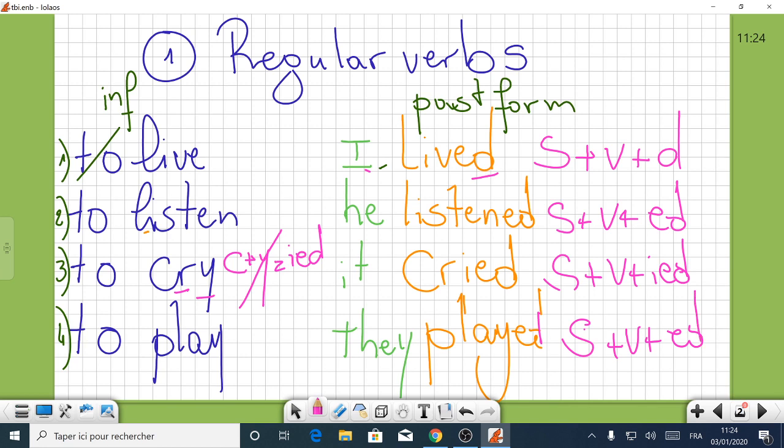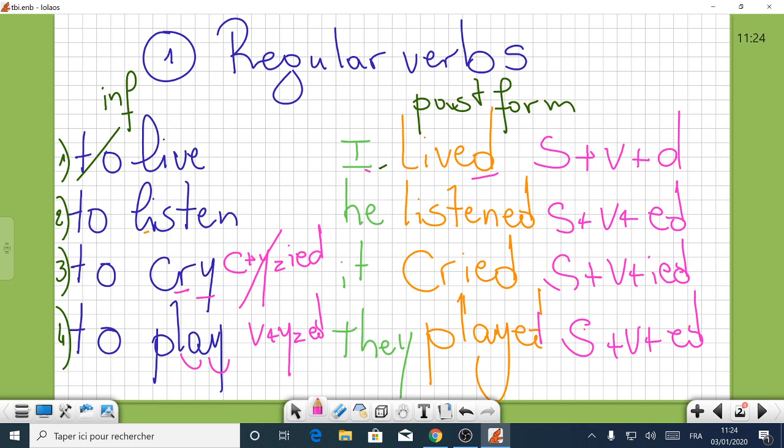And why did I put the verb cry and the verb play? As you can see here, we have consonant plus y, and here we have vowel plus y. And when we have vowel plus y, we don't need to replace it with ie, but we just keep ed. So this is the first part of our lesson, how to form the regular verbs in the past simple.